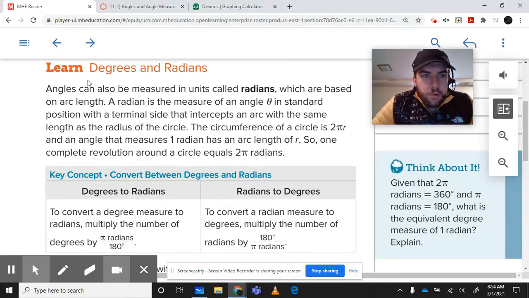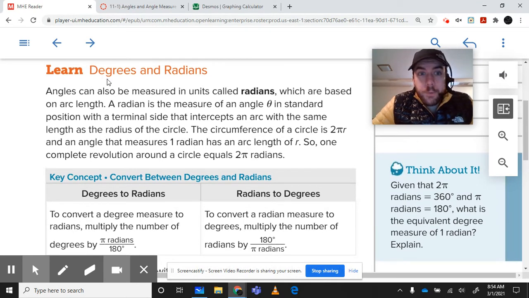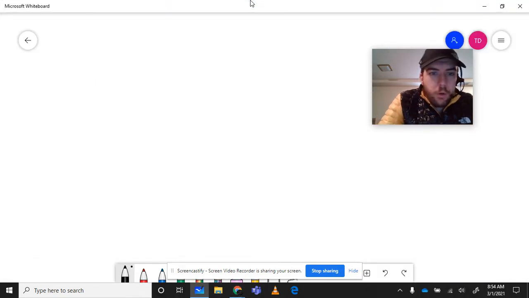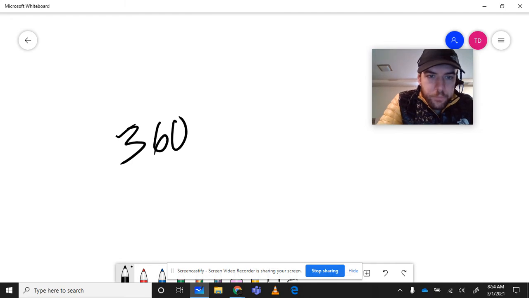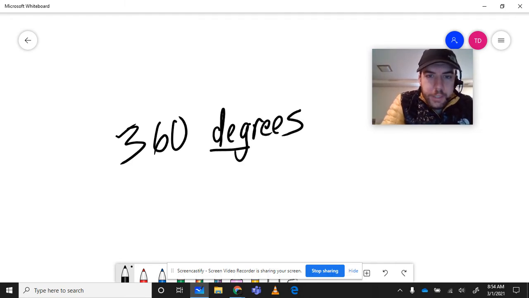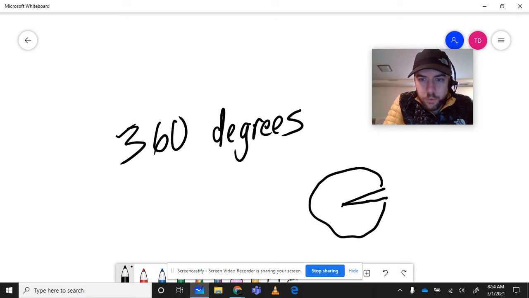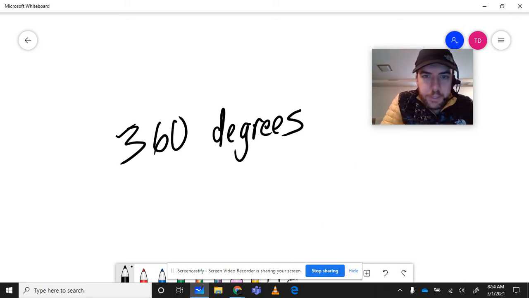Okay, so we're going to move on and learn something that should be new for everybody, which is the idea of a radian. A radian is very similar to a degree. In a circle, there are 360 degrees. A degree is just the amount of angle that is 1/360th of the full circle. That's probably too big, but that's the general idea.